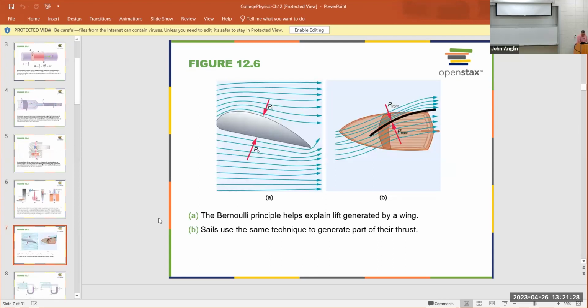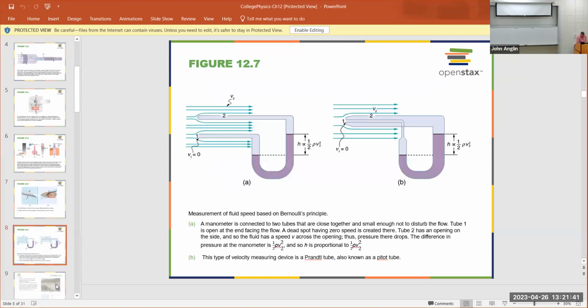Here's the airplane wing that I was talking about the other day. And we can see that we can change what's called the angle of attack on the wing and change the airflow a little bit. This is a barometer I was talking about.